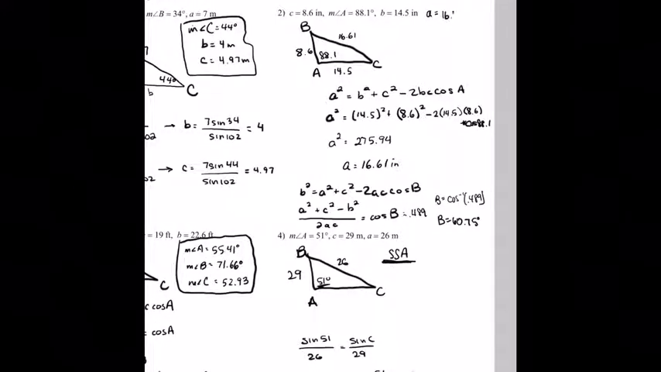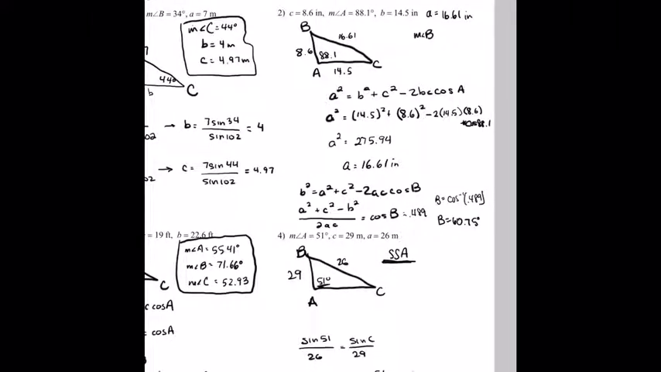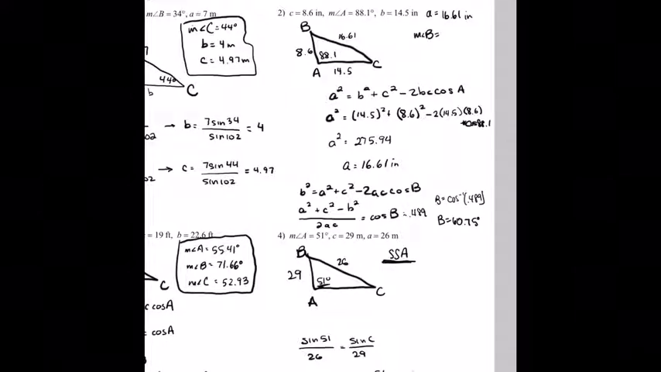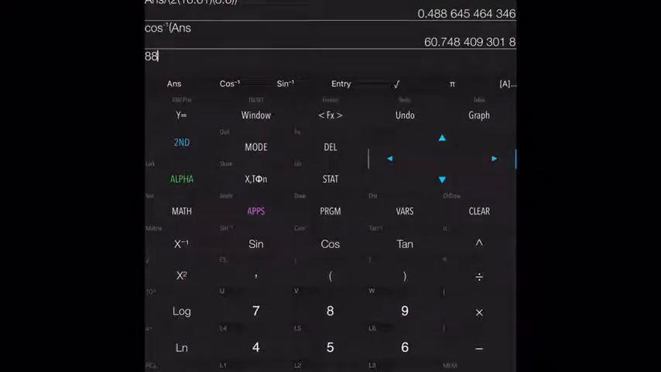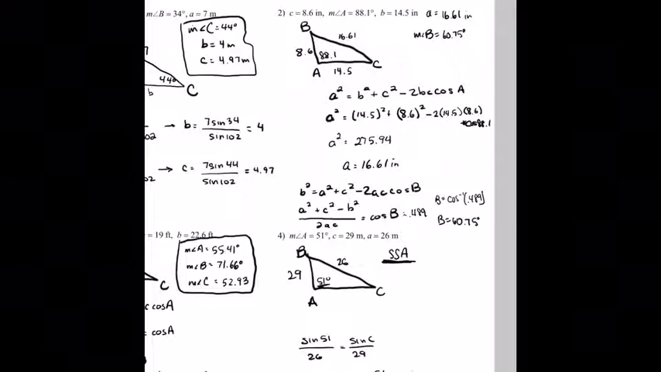So we know side A was 16.61 inches. Measure of angle B was 60.75. And then since we know two of the angle measures already, we can add those two. So we have 88.1 and 60.75. And we can subtract that from 180. So 31.15 for measure of angle C.